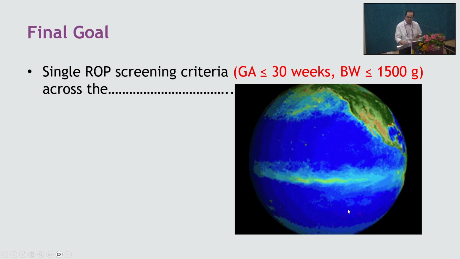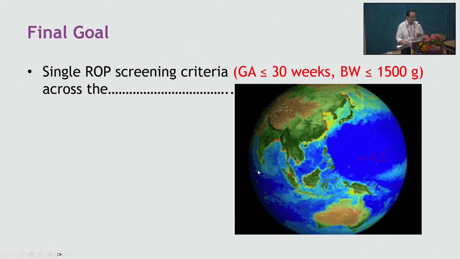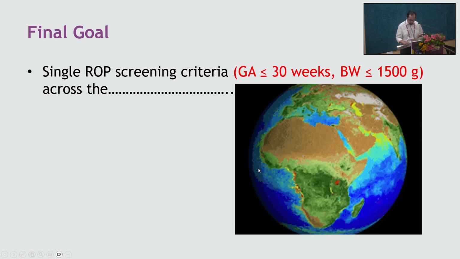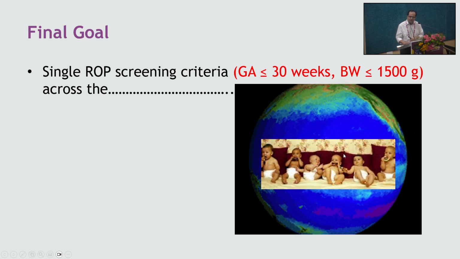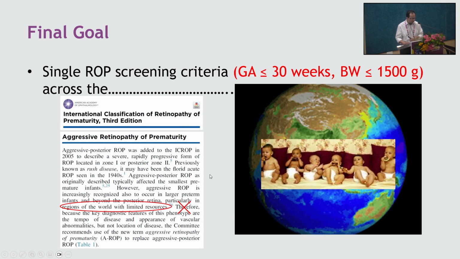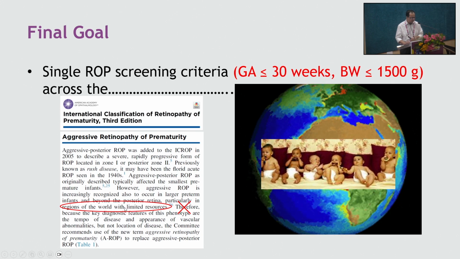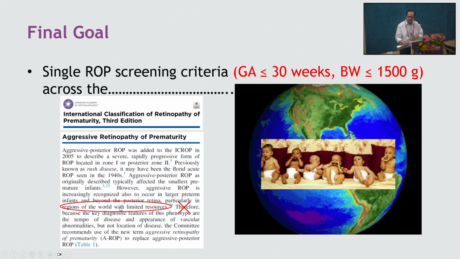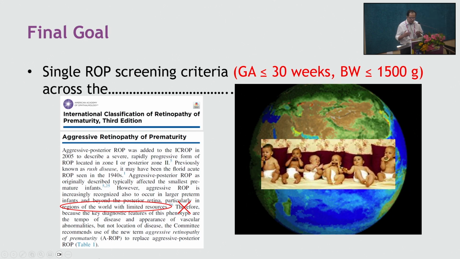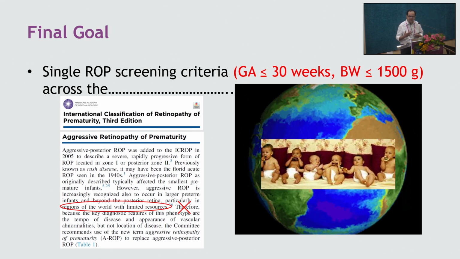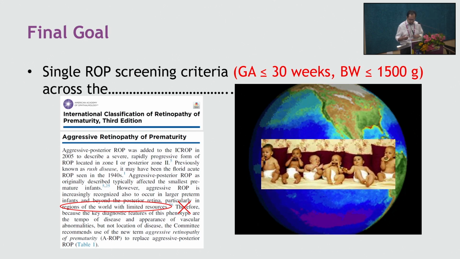And this is an audacious goal. The final goal should be a uniform single criteria for the entire globe. And why is that? Because babies born across the globe are all the same and they do not matter where. They should not become blind just because they are from the world of limited resources. And it's actually not limited resources, it's actually a little bit of our own inexperience and not lack of knowledge which is causing this blindness.